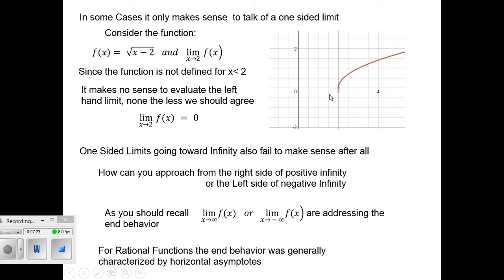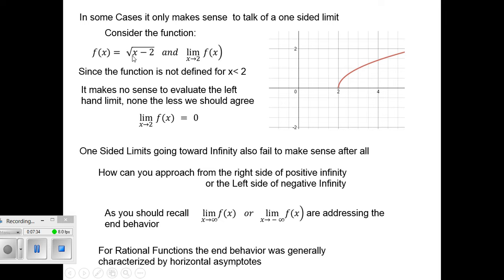Here's our graph, as we well know, and of course, this serves as a good reminder of function translations and the like, okay? This is a translation of the square root function 2 units to the right. Now, if I'm going to ask, what is the limit as x approaches 2? It would make absolutely no sense to say, well, I don't know what's happening on the left side of 2, so therefore I can't make a judgment call on the limit.